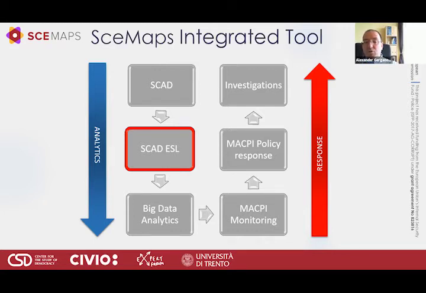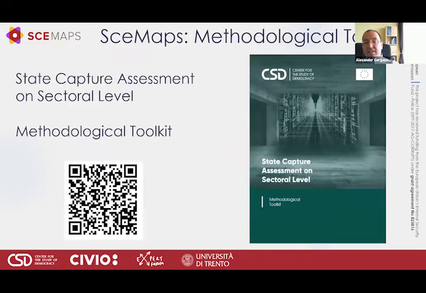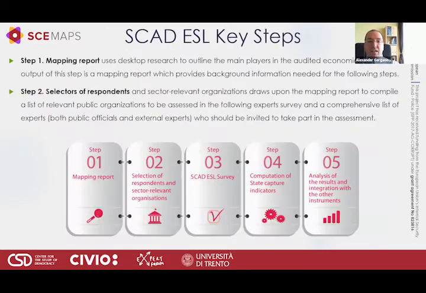And this could be followed through with an instrument called MACPI, which is oriented to public organizations. It's a management tool. And finally, through investigations, either by investigative journalists or by the responsible authorities. And you can find this described in much more detail in this methodological toolkit with all the formulas, algorithms, and suggestions on how to implement this set of instruments.